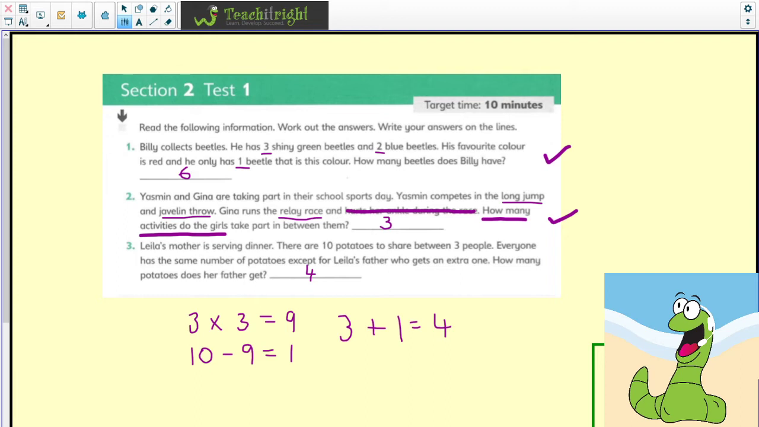And then we've got the next one. We've got Layla's mother is serving dinner. There are 10 potatoes to share between 3 people. Everyone has the same number of potatoes except for Layla's father, who gets an extra one. How many potatoes does her father get? Well, they have 10 altogether. So if we think about 3 times 3 is 9. But because they had 10, there's going to be 1 left over, and that's the one that Dad gets. Lucky Dad. 3 plus 1 is going to give me 4.